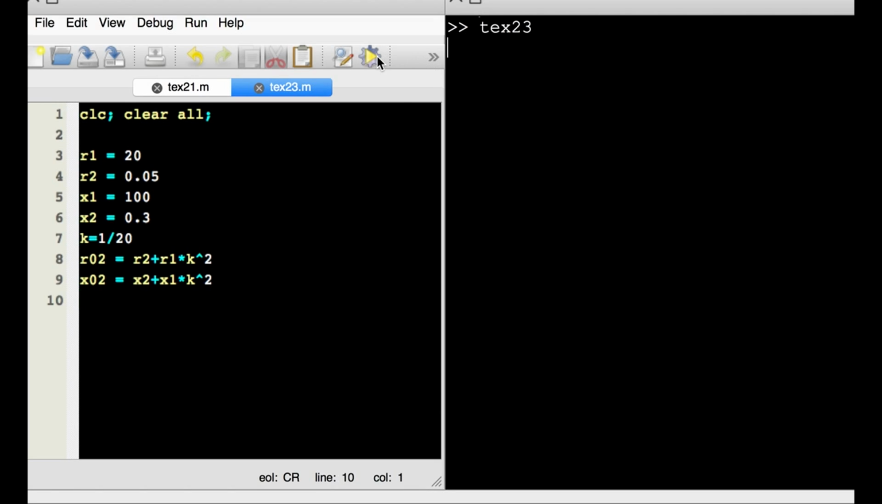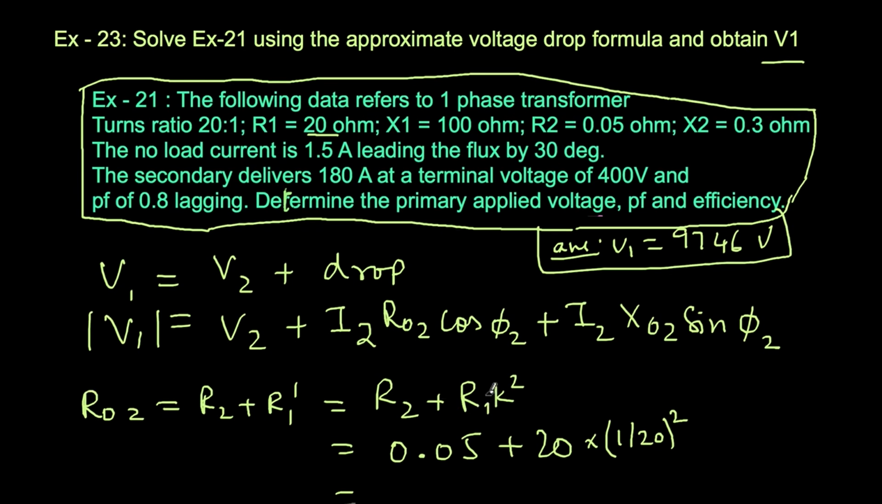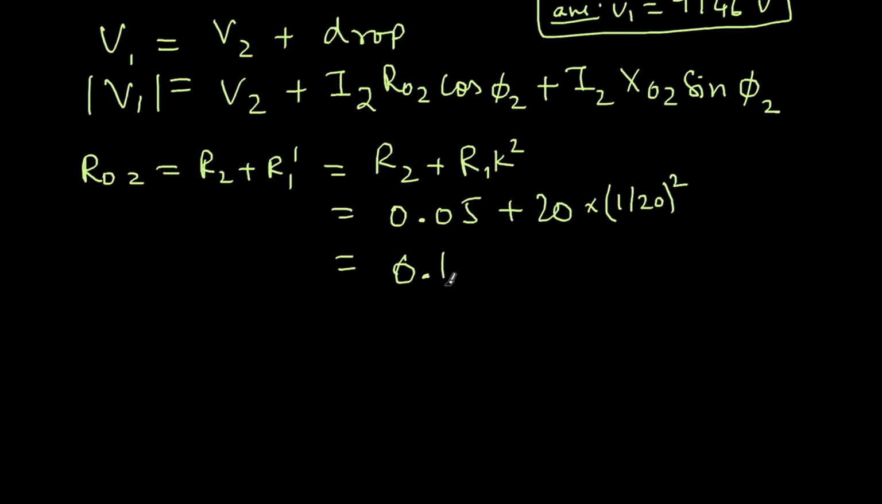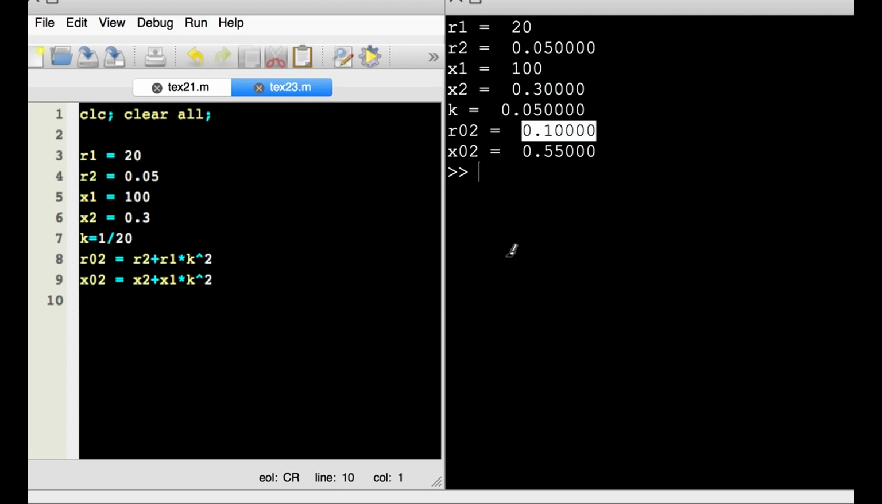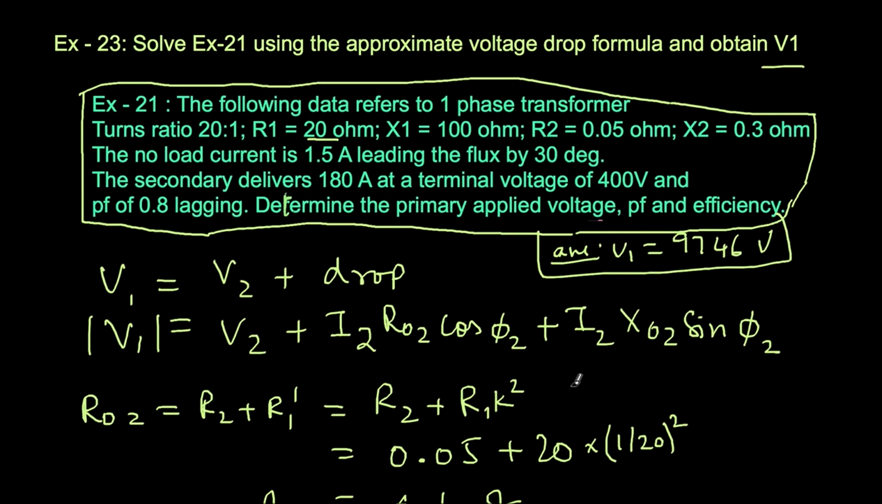Let me run this. I got R02 as 0.1 and X02 as 0.55. So I can make a note of this: R02 is 0.1 and X02 is 0.55 ohms. In our formula, the formula is getting mixed into the rest of the text, so let me highlight the formula.